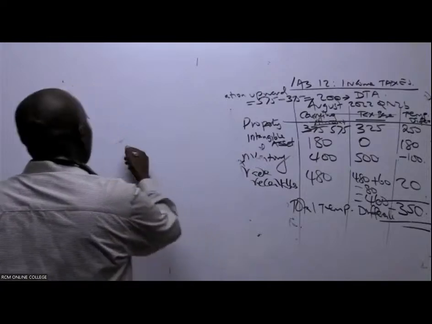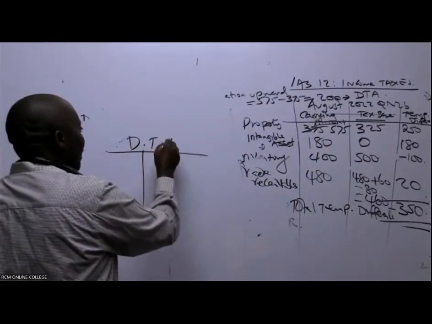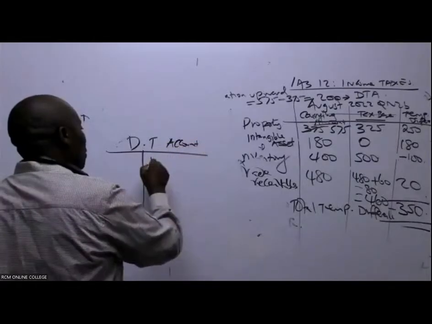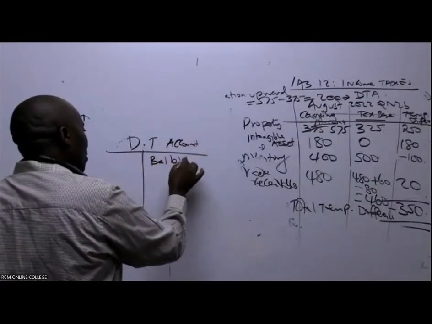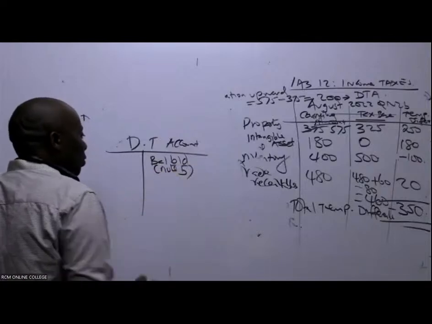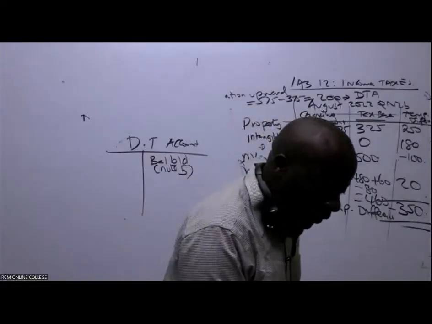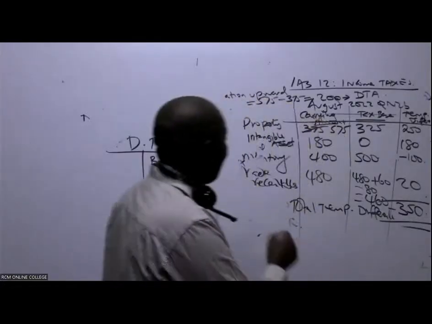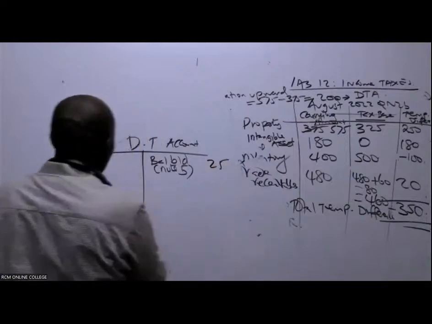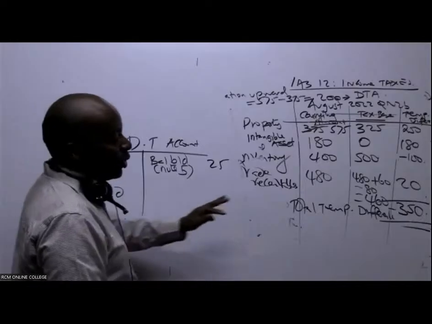So in the T account, ladies and gentlemen, remember, now here we have a deferred tax account. So of course you must bring the balance brought down, which is given in note 5. So note 5, what do we have there in note 5? Balance on the deferred tax liability is 25. And then of course we have balance carried down. So the balance carried down is what you got here as the deferred tax.